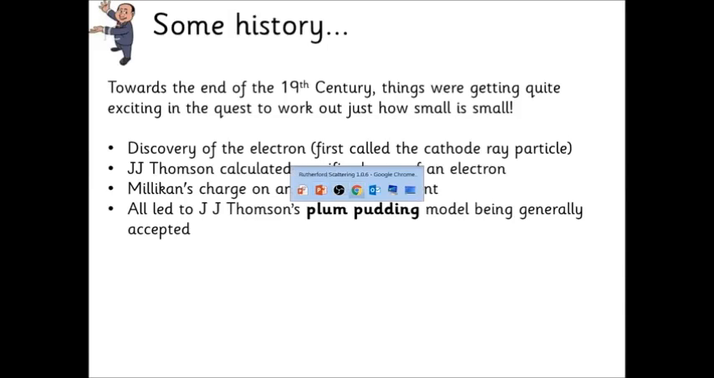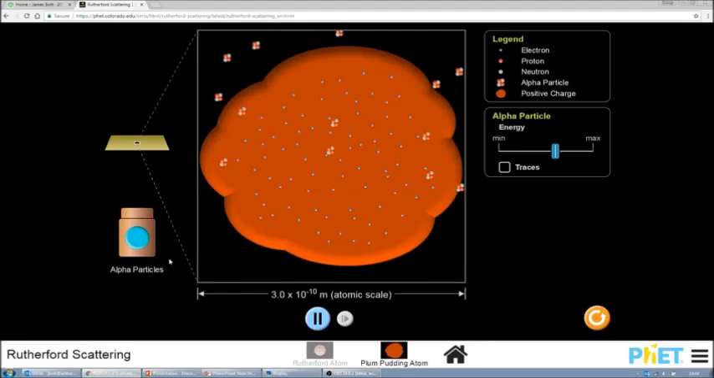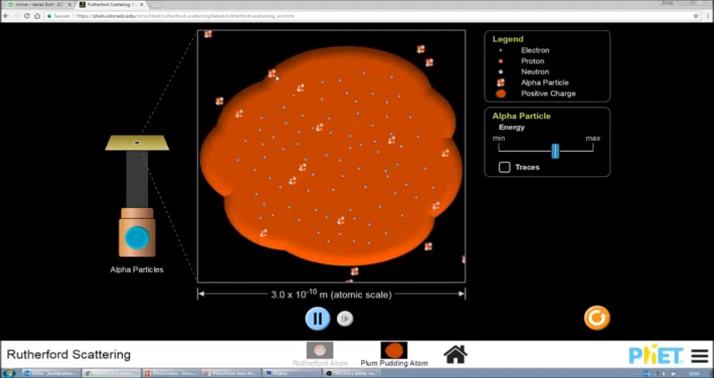So if we just go to a little animation, this is the classic PhET animation on Rutherford scattering and the plum pudding model. So this would be the plum pudding model here, and all the red stuff is just the generally positively charged material that matter's made of, and the electrons are the blue bits scattered throughout. Now, Rutherford proposed that if he fired what they were calling at the time alpha particles through this material, the alpha particles are moving fast enough and are bulky enough to effectively punch straight through the material.